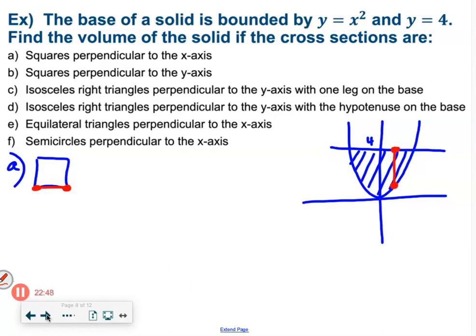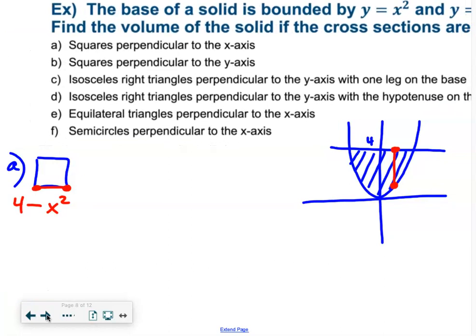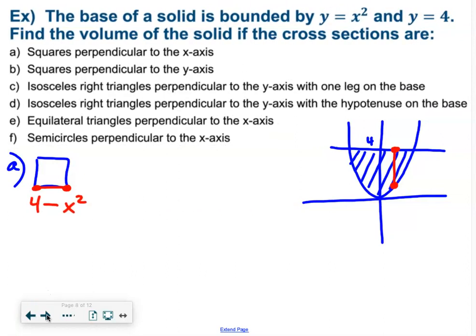So we need to find the length of the side of a square, because the area of a square is side squared, right? So we need that side length. Top minus bottom. What function's on top? What function's on the bottom? x squared. So the length of this side is 4 minus x squared.